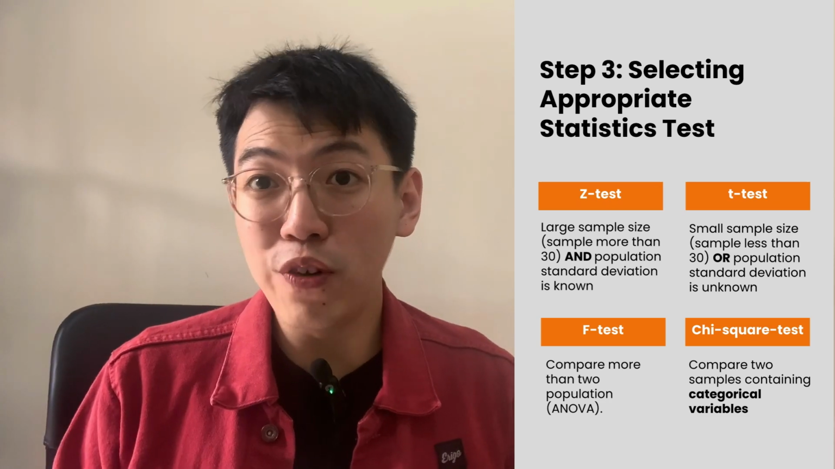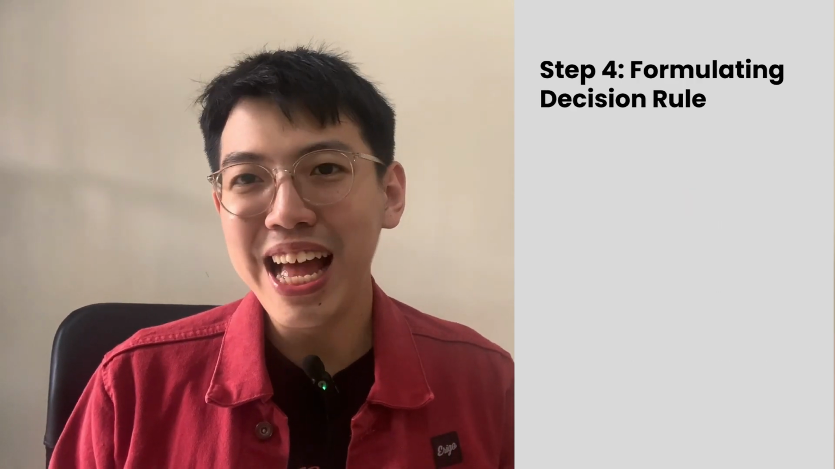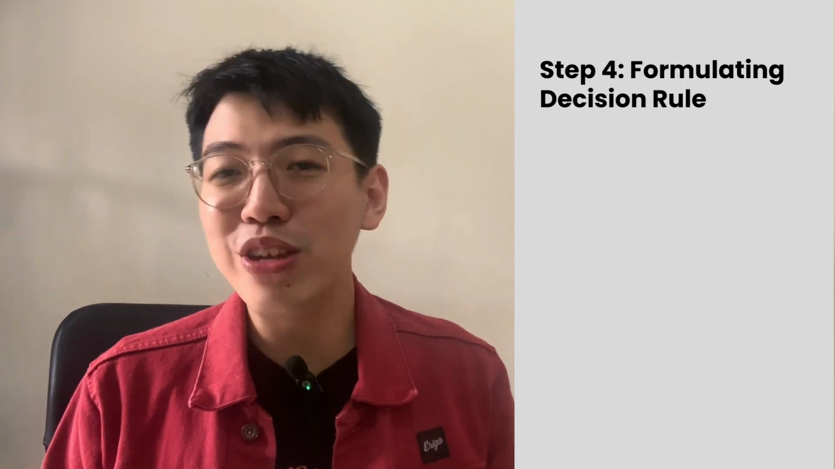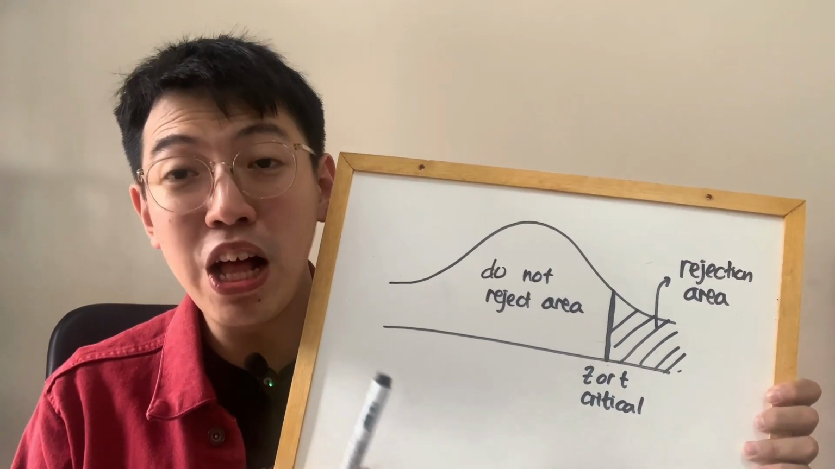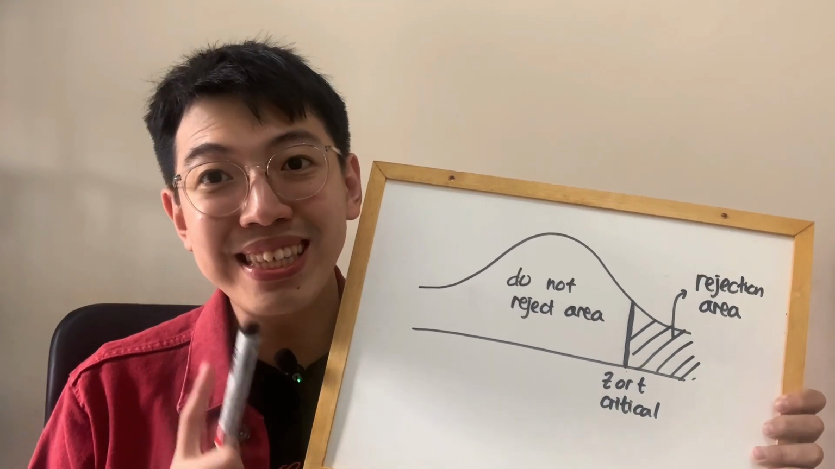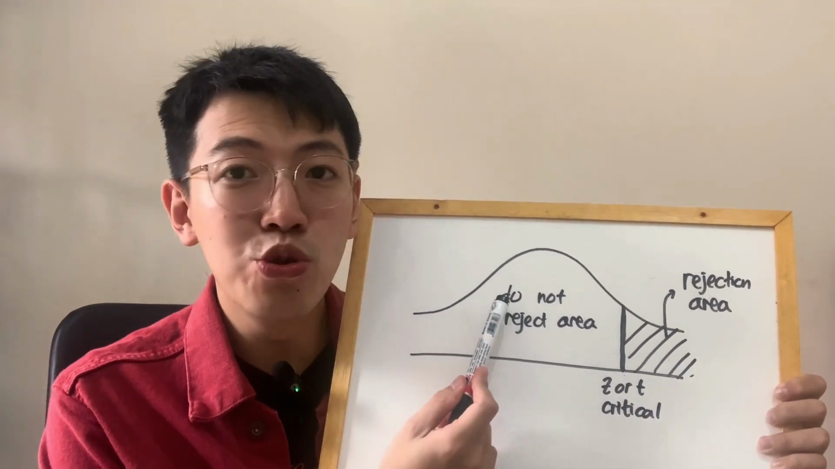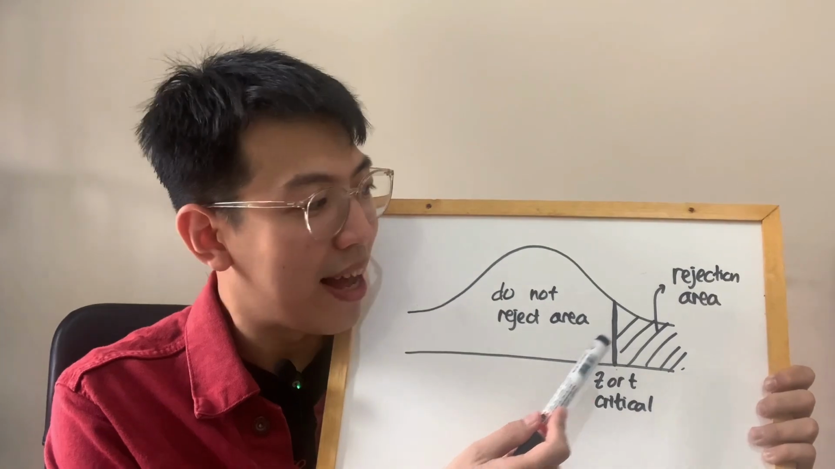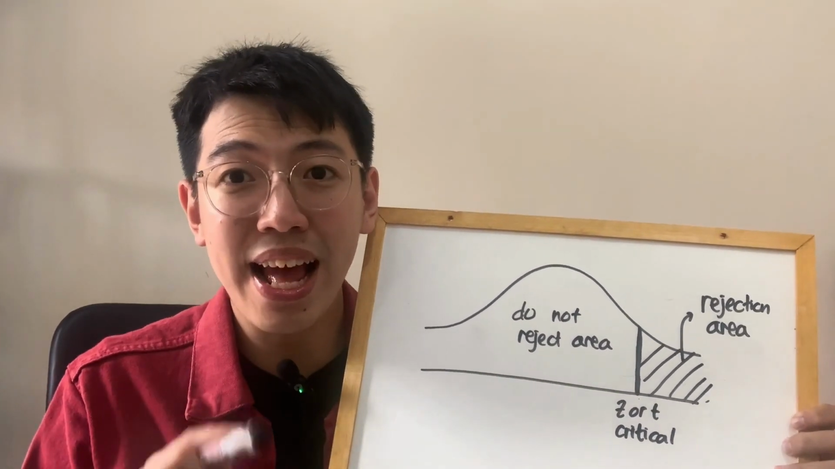Now let's go to the fourth step. It is formulating decision rule, determining the critical value and the region in the graph. So this is the example of the graph. I take one tail graph, right. The white area will be do not reject area. And the shaded area is the rejection area.